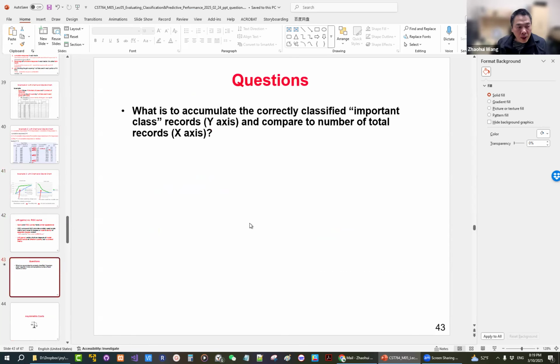Well, here is a question. What is to accumulate the correctly classified important class records, y-axis, compared to the number of total records, x-axis? Yeah, can you answer these questions?